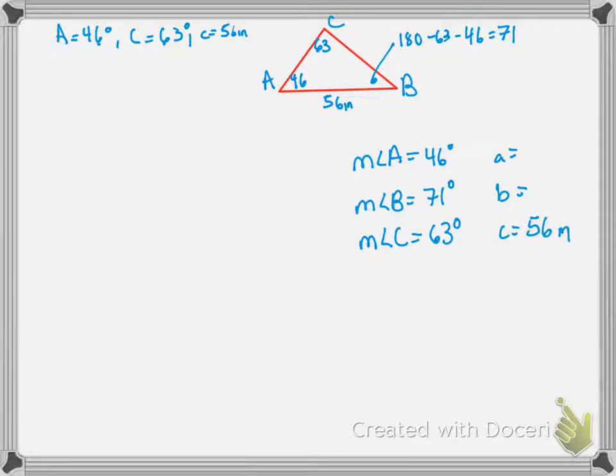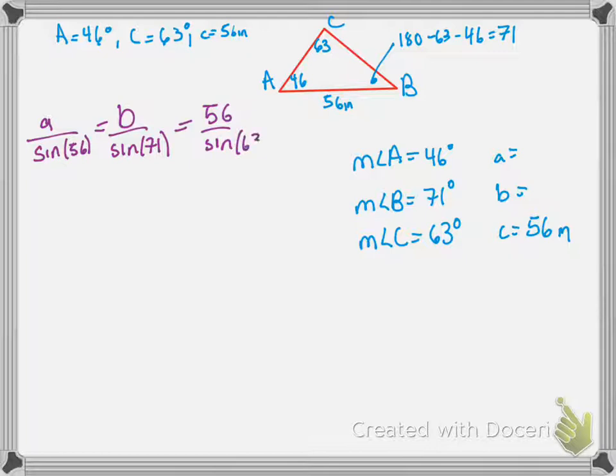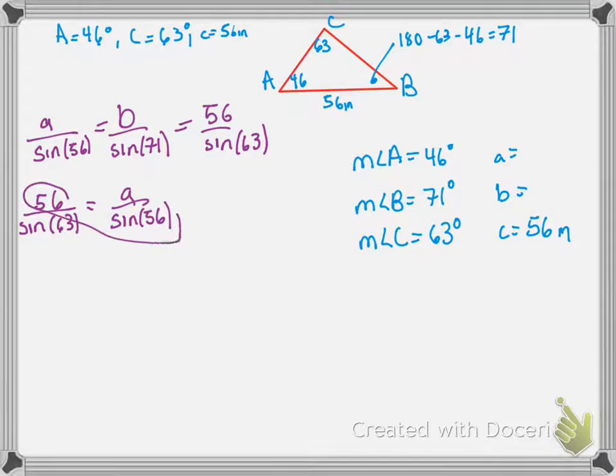Okay, and now we're going to create our fractions using that law of sines. So we have A over sine of 46 equals B over sine of 71 equals 56 over sine of 63. You've got to use that C fraction to be able to compare. I'm going to solve for A first. We're going to cross multiply. You end up with A times sine of 63 equals 56 times sine of 46.